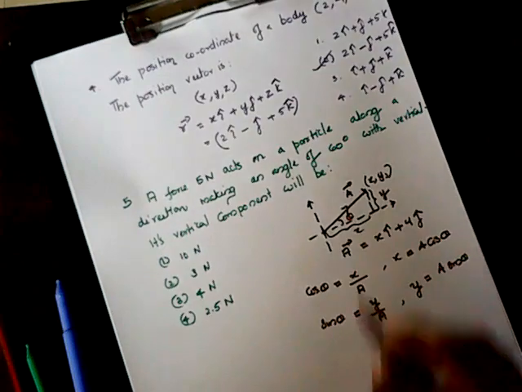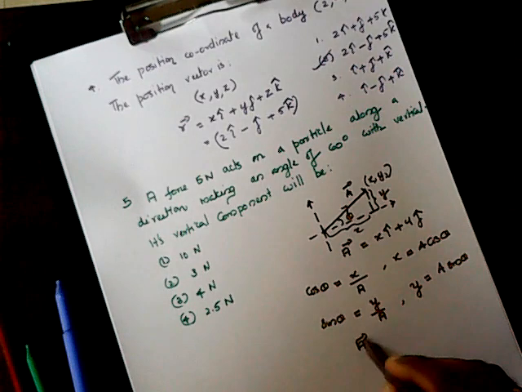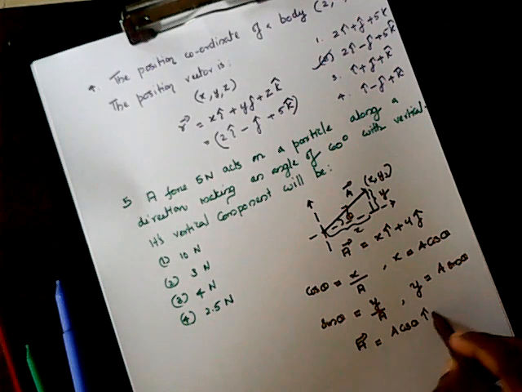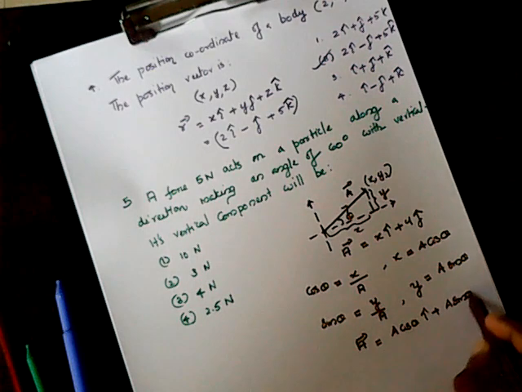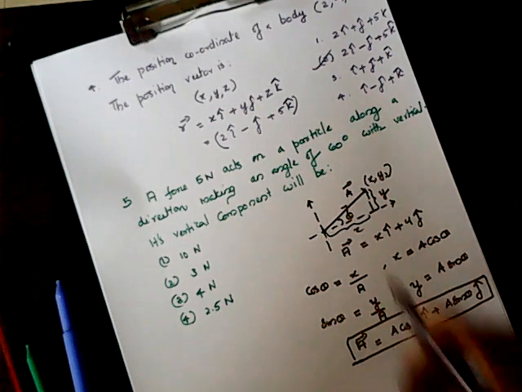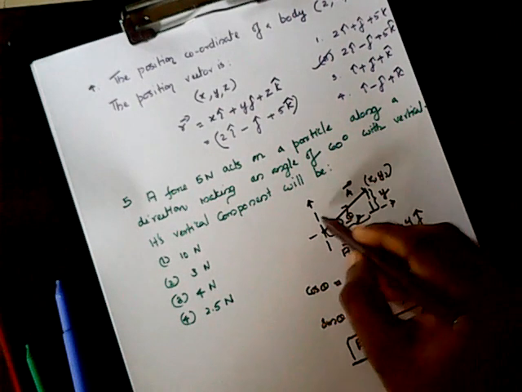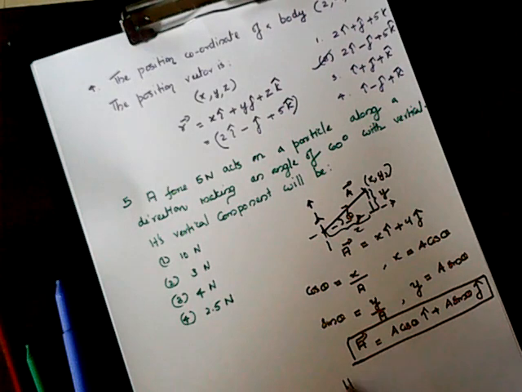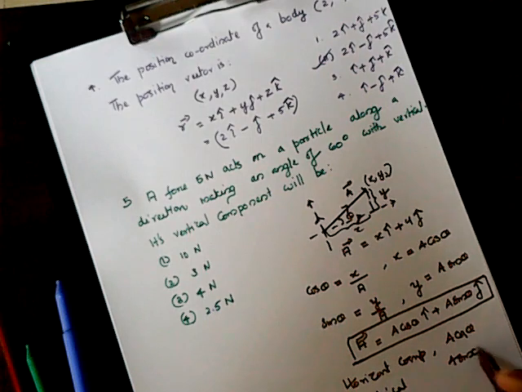So by using this concept, we can write vector A equal to A cos theta i plus A sin theta j. And keep in mind that x is acting along the x-axis and y is along the y-axis. So in this case the horizontal component of the vector A is A cos theta and the vertical component is A sin theta.